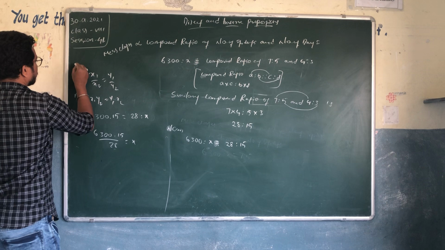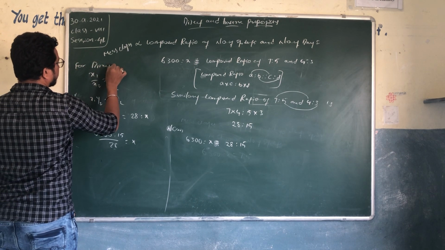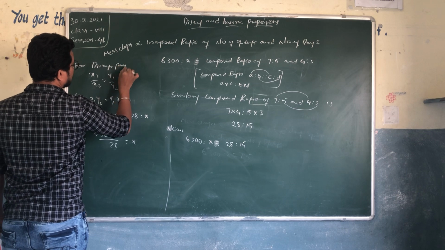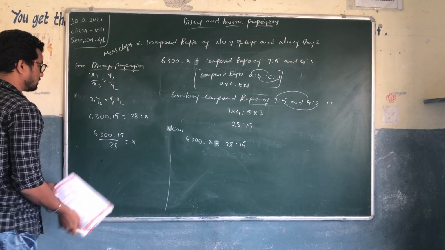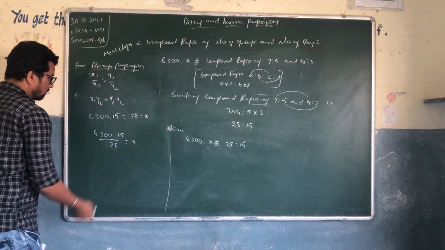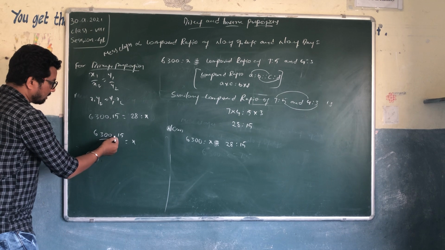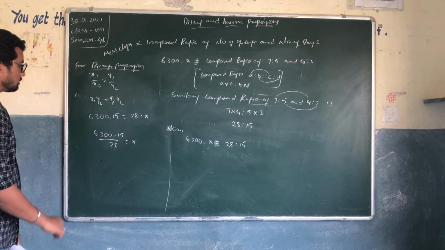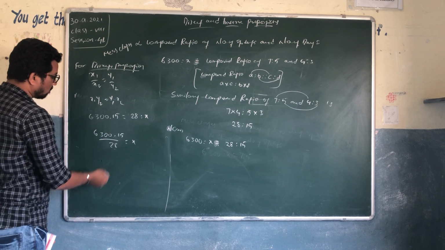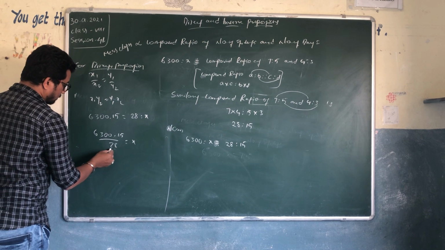Now write down the formula steps for direct proportion. So to get the calculation, 6,300 into 15 by 28. Which table? 3 table, 28, no. Okay, let us take 4 table and try.